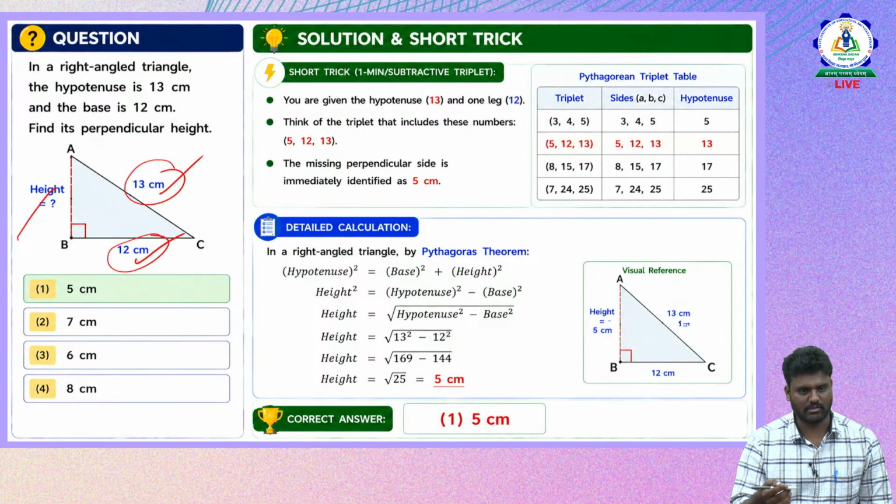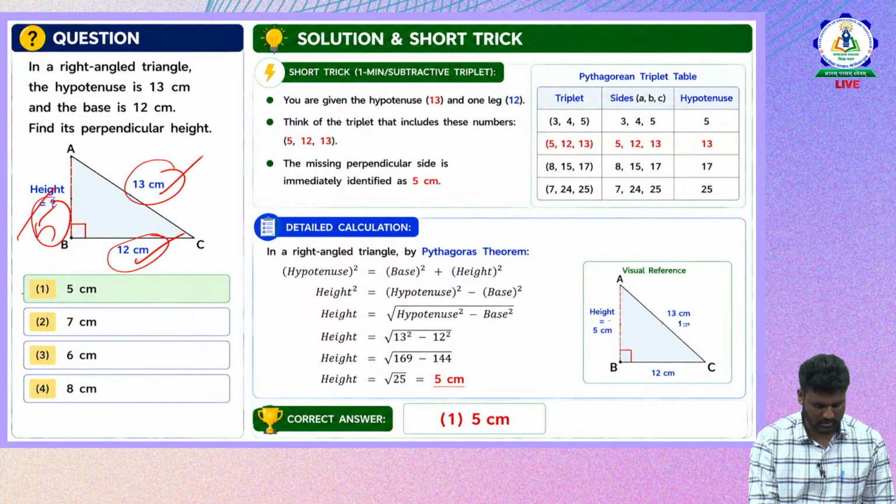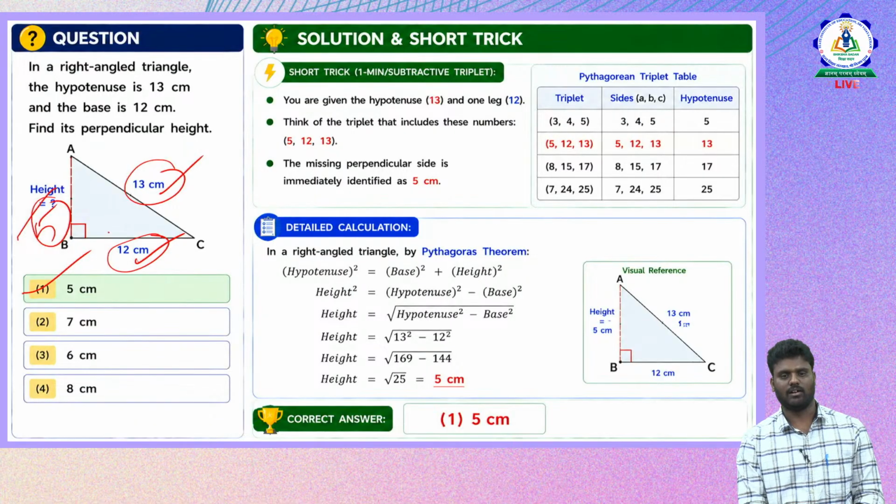These 5, 12, 13 are the triplets of the Pythagoras theorem. So which is the missing 5? So 5, 12, 13 are the triplets of the Pythagoras. So if you remember that thing, directly we can say that option 1 is the correct answer.